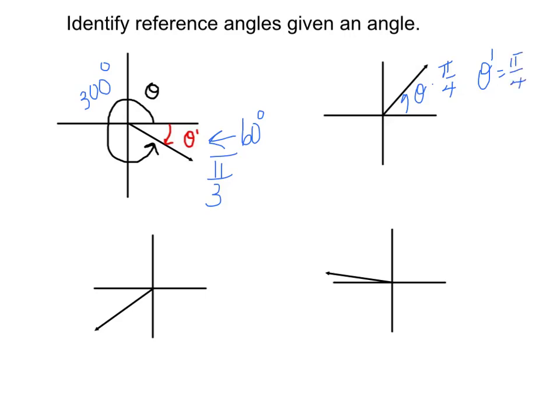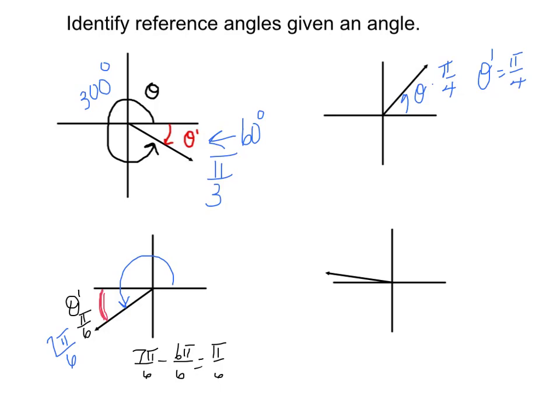Okay, here I have theta, which is 7 pi over 6. 7 pi over 6 is in the third quadrant. The reference angle will be this angle right here, which would be 7 pi over 6 minus 6 pi over 6, which leaves pi over 6. So the reference angle, or theta prime, is going to be pi over 6.